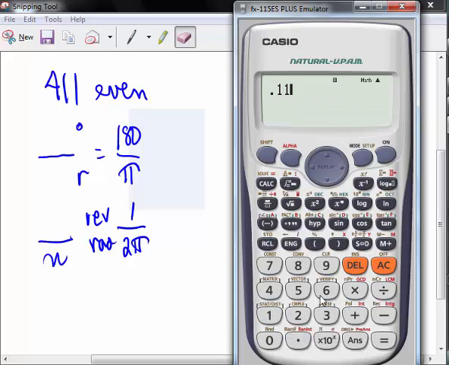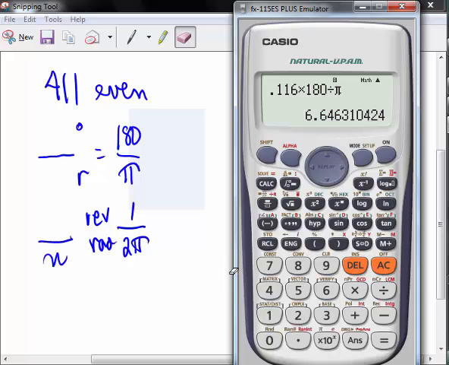Number 18, 0.116 times 180 divided by pi is 0.645, or I'm sorry, 0.665.